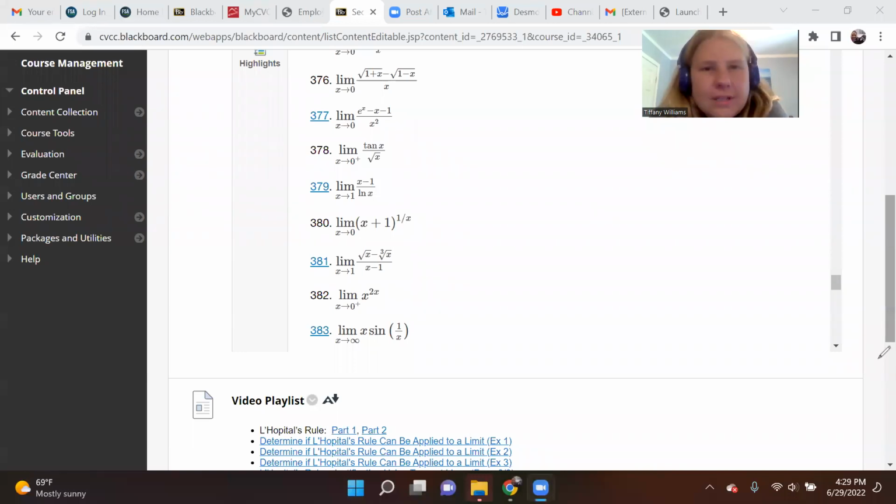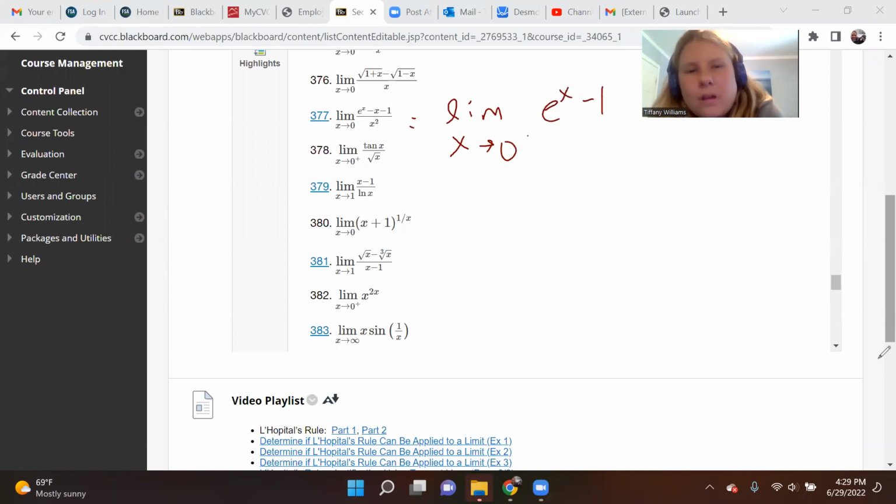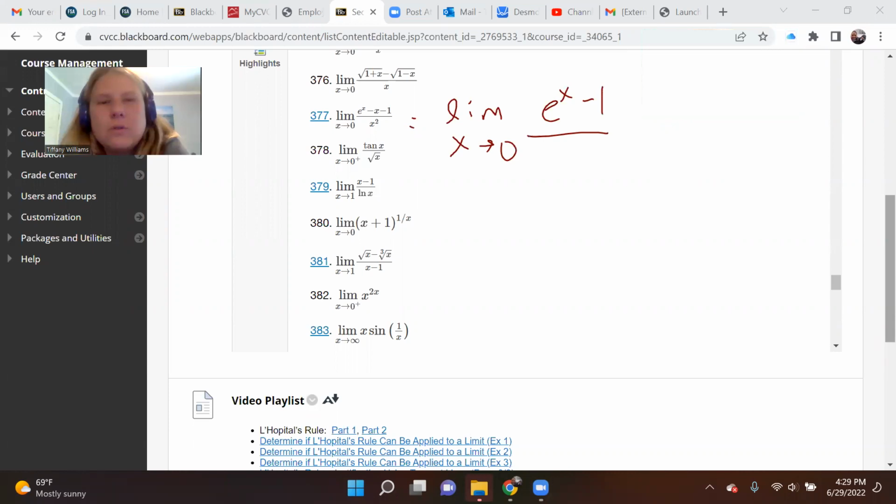So on 377, we're going to have the limit as x approaches 0 of, if I take the derivative of the top, I get e to the x minus 1 over the derivative of x squared, which is going to be 2x. So again, this didn't fall out as pretty as I would have wanted it to. But guess what? Let's just take the derivative again.